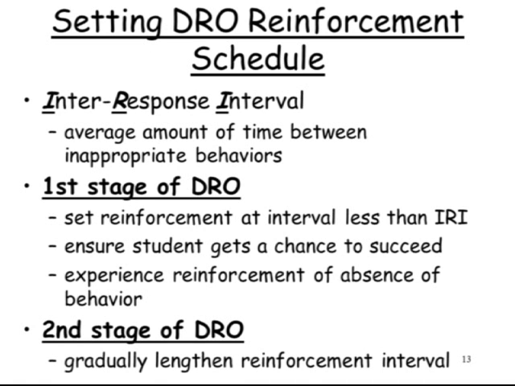In order to implement DRO, you have to do several things. First of all, you have to find out the inter-response interval. That's the average amount of time between instances of inappropriate behavior. So let's say that you've got a kid who engages in a problem behavior 6 times in 1 hour. You determine the inter-response interval by taking the amount of time, in this case 60 minutes, dividing by the number of behaviors. So if you divide 60 by 6, you've got on average every 10 minutes this behavior occurs.